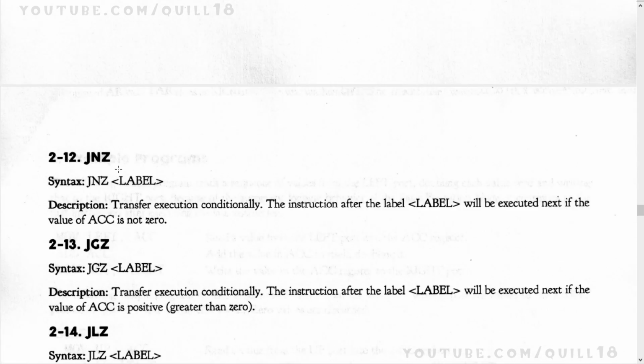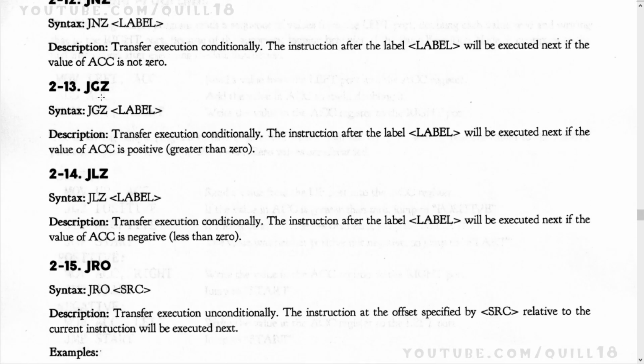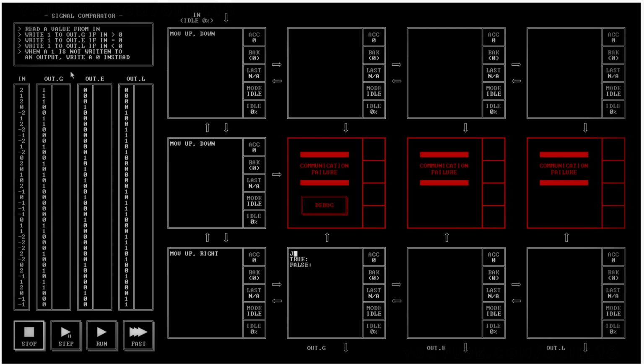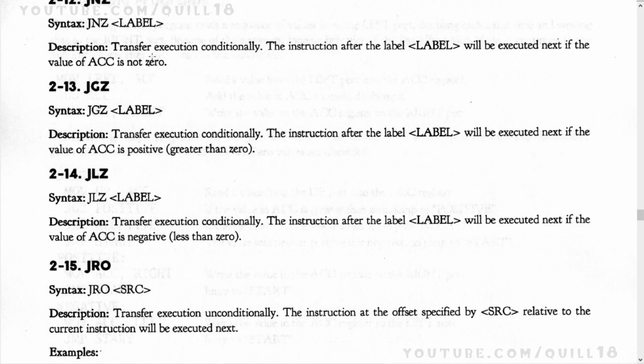Jump equals 0, not equal 0. Jump greater than 0, less than 0. Okay, that's what we want here. So for G is if it's greater than 0. So if it's greater than 0, what? Oh, it uses the accumulator, right? Yes.